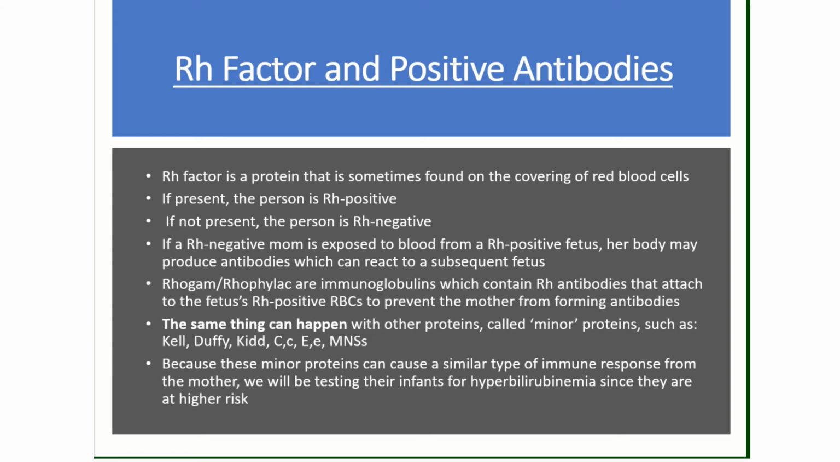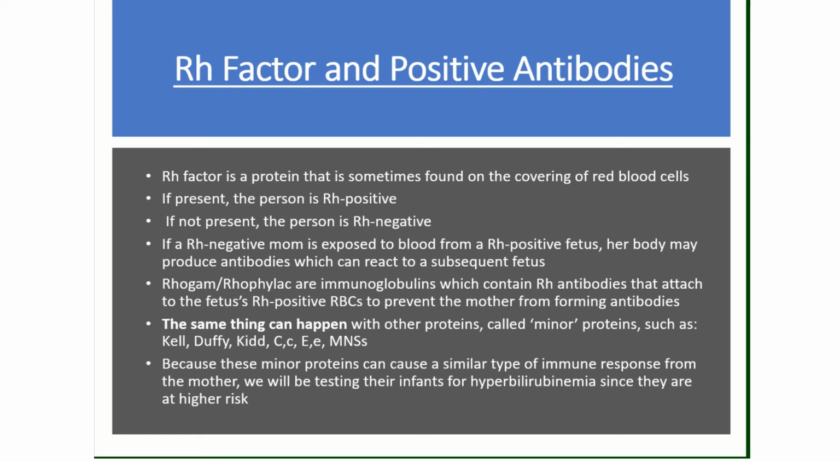RhoGAM or Rhophylac are immunoglobulins which contain Rh antibodies that attach to the fetus's Rh positive red blood cells to prevent the mother from forming antibodies, thus preventing a reaction to the fetus. This same thing can occur with other proteins. These proteins are called minor proteins. You may have seen them in a mother's history and physical in her chart. Often they're referred to as anti-Kell, anti-Duffy, anti-Kidd, anti-Big C and little c, anti-Big E and little e, and MNS.